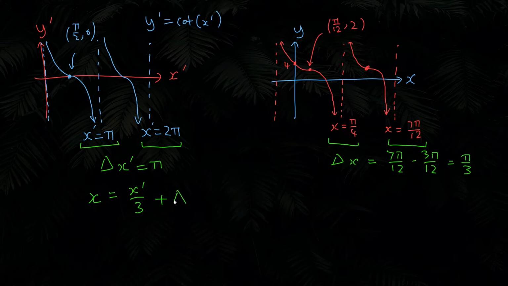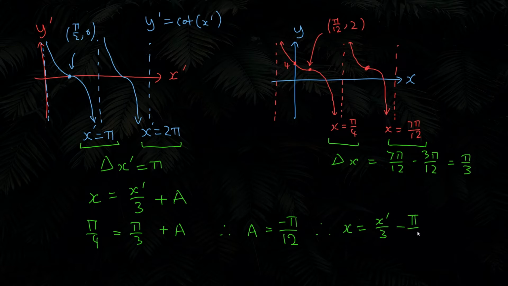plus a constant. Now to actually find this constant, we can use the fact that x dash equals pi is supposed to map to x equals pi on 4. And so I'm going to put pi here in place of x dash. I'm going to put pi on 4 in place of x, and this gives us an equation for capital A. So when we solve, we find that A equals negative pi on 12. And therefore, our relationship between x and x dash becomes x equals x dash over 3 minus pi over 12.